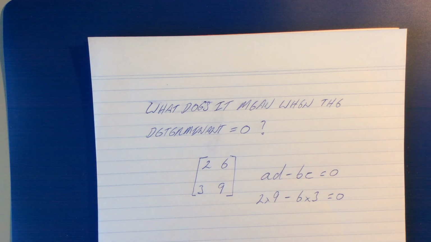Hi, I'm an old guy and I do maths, and today we're looking at what it means when we strike a determinant that equals zero. Now, what is the determinant?